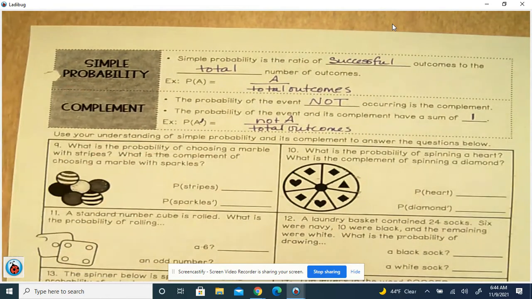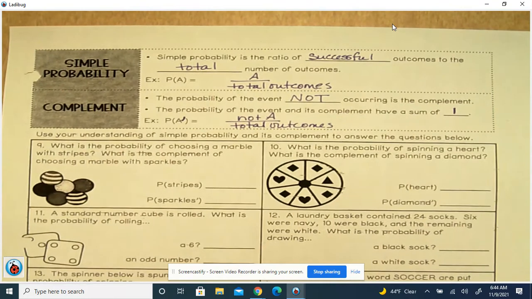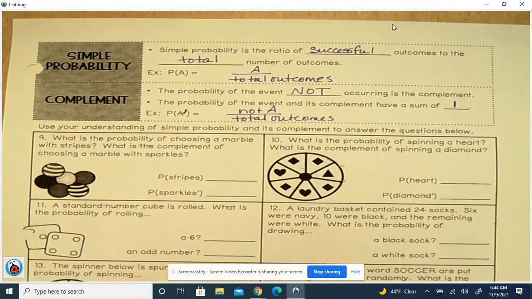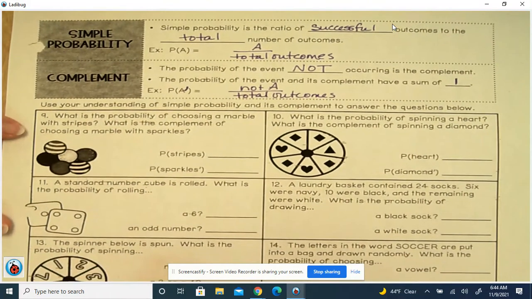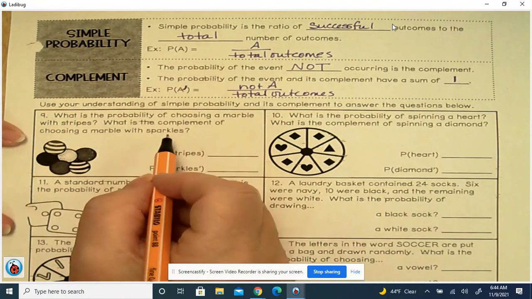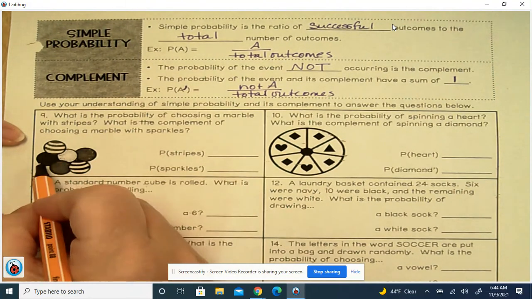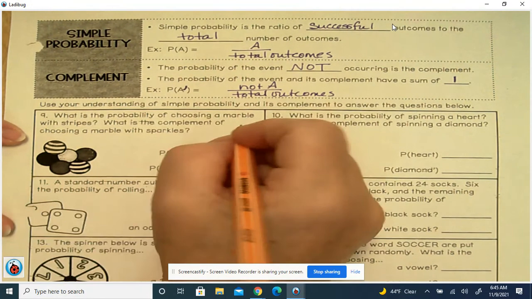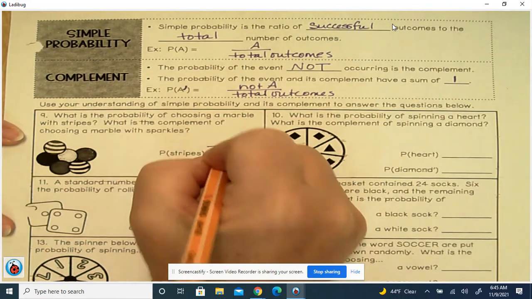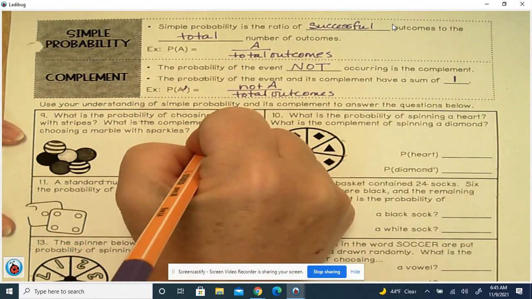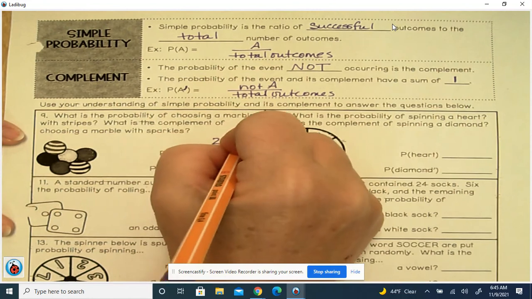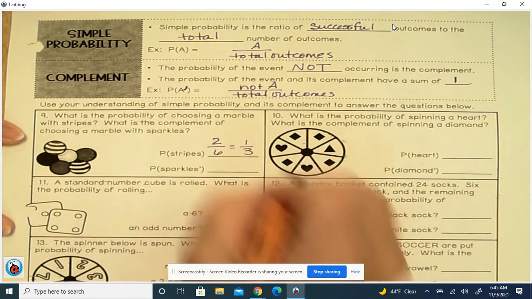All right, so let's look at some examples. What is the probability of choosing a marble with stripes? What is the complement of choosing a marble with sparkles? So we've got 1, 2, 3, 4, 5, 6. We've got 6 marbles. How many have stripes? 2 out of 6, and that reduces to 1/3.